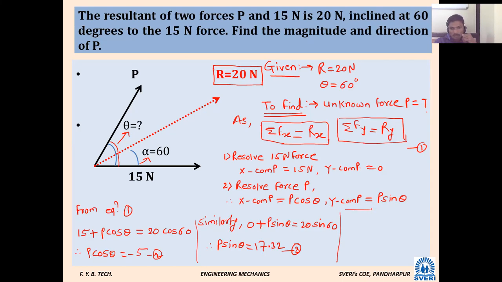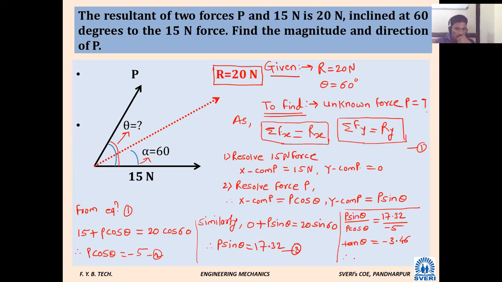Just wait now. So what will we do? P sin theta divided by P cos theta equals 17.32 divided by minus 5. Therefore, P will get cancelled. Tan theta equals what? Minus 3.46.